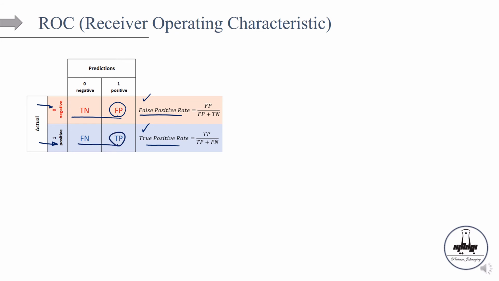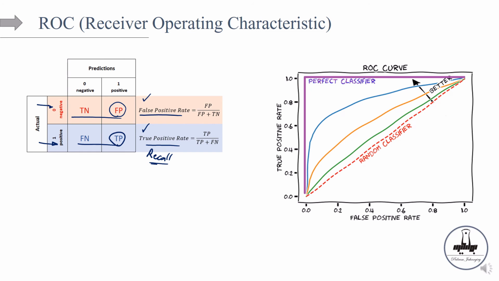Does this ring a bell? We have seen this before, right? This is our recall. True positive rate is the same as recall, right? So let's here call it true positive rate. And then we can plot false positive rate versus true positive rate, right? And remember, these numbers will be reported only for models whose outputs are probabilities. So let me tell you what I mean by that.